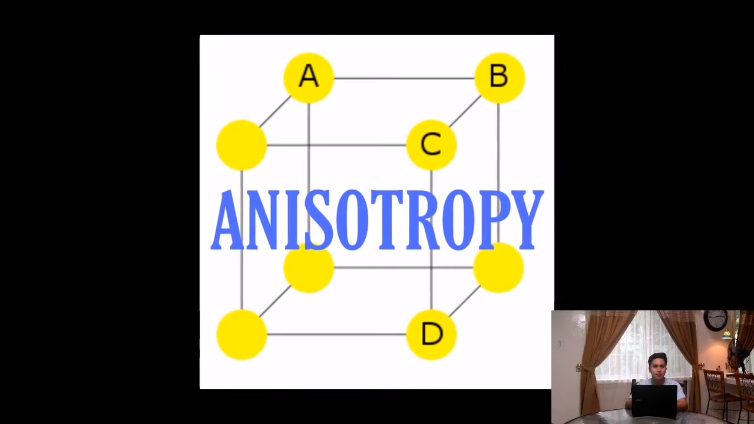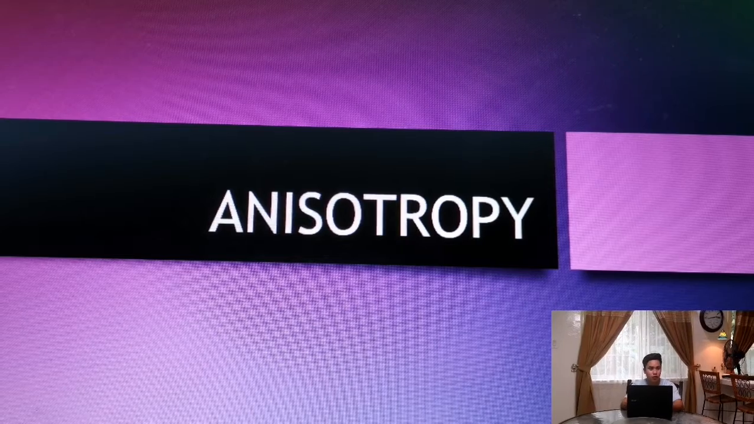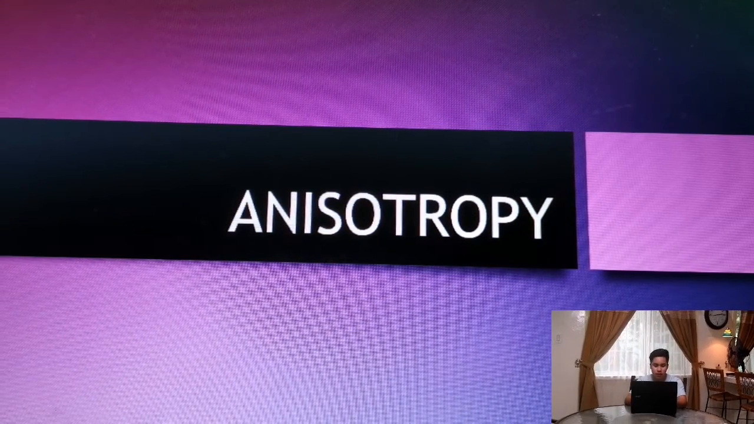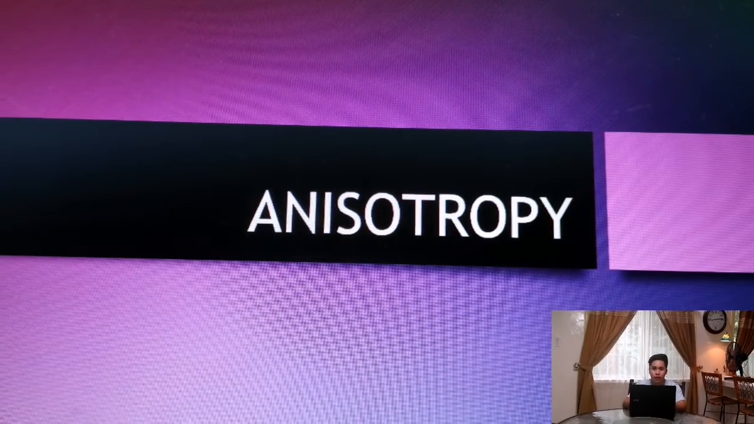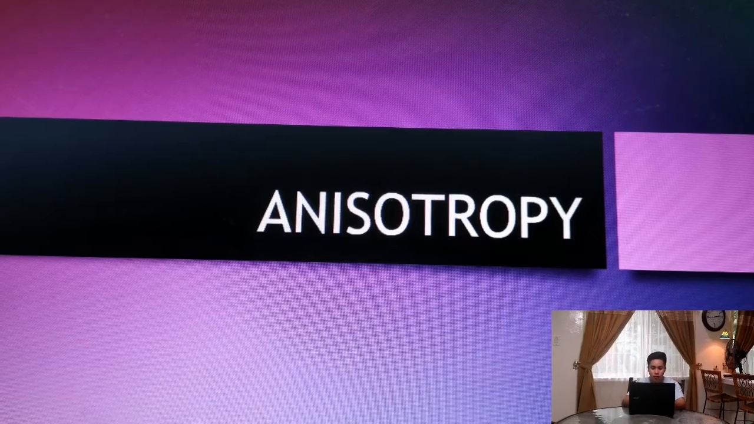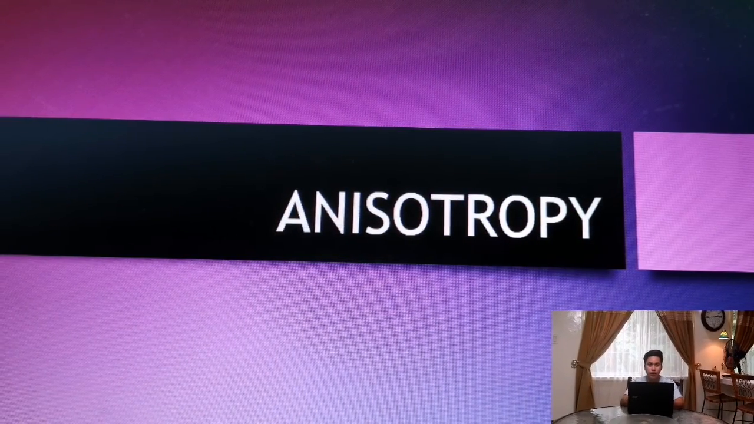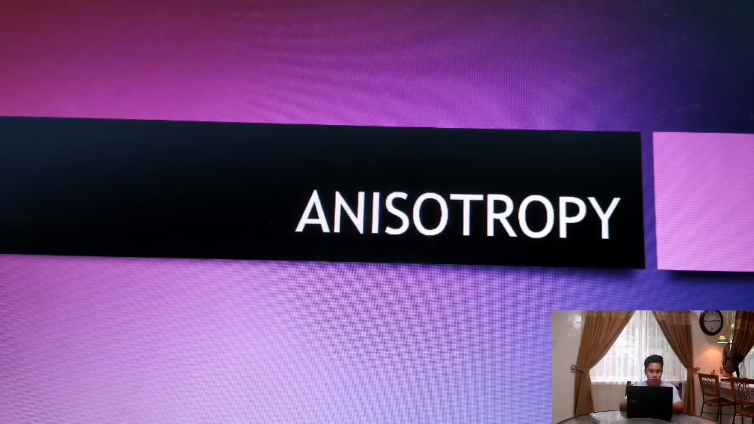So the topic that I am discussing to you is anisotropy. So first, what is anisotropy? Anisotropy is the materials which change properties with direction. An example of anisotropy is wood, because when we apply different loads in different directions, it contains different values.